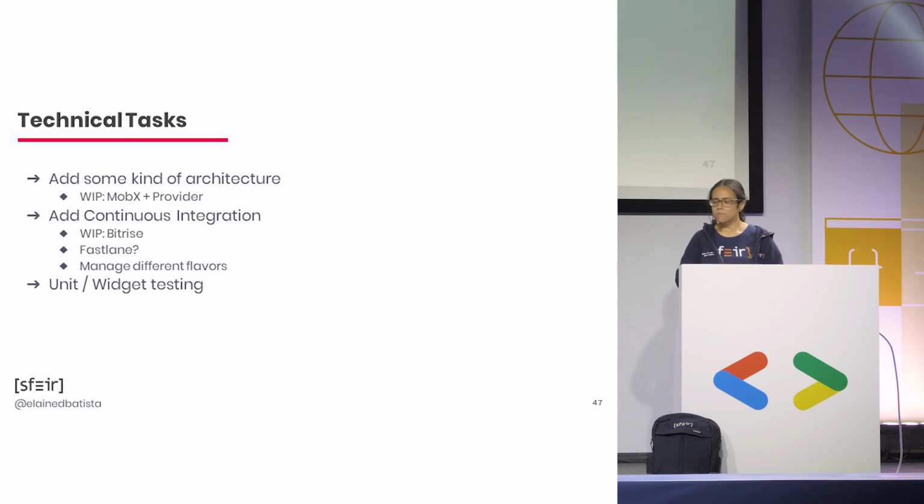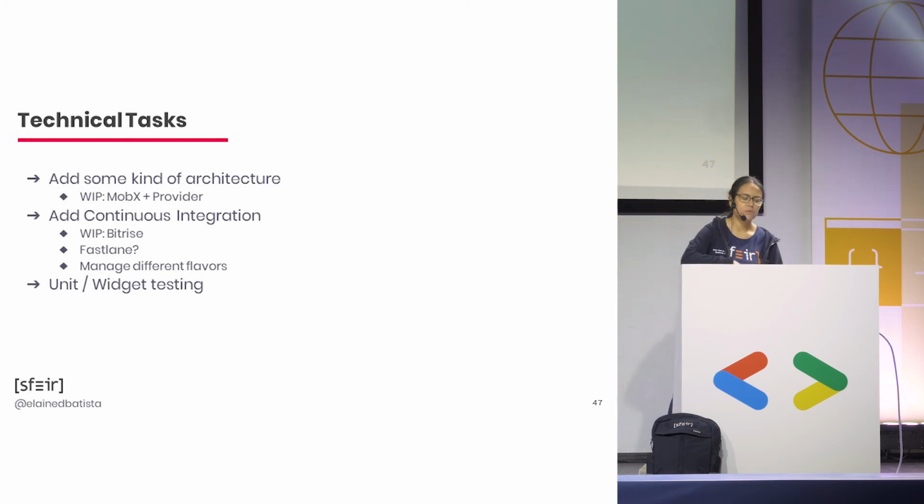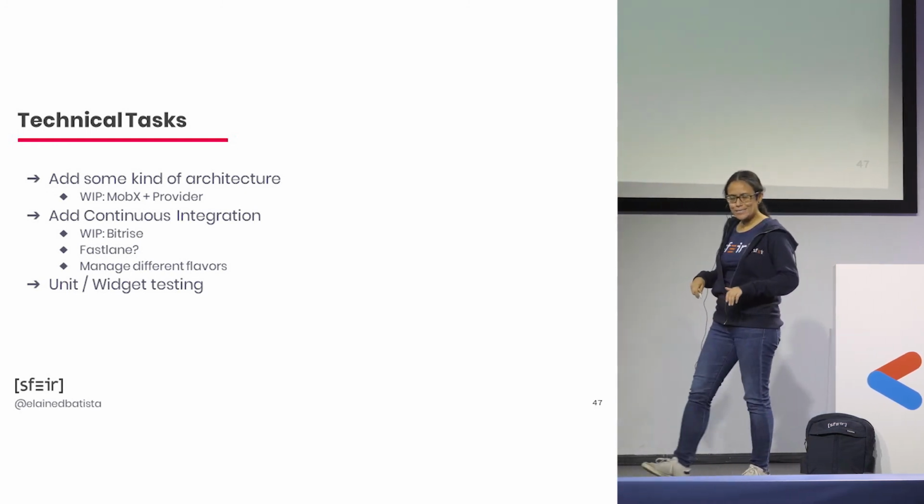Add some kind of pro work tools, continuous integration. I have already put on Bitrise. It's working well. For iOS, you can do Fastlane, which is a really nice tool that helps you automate a lot of the building tasks and manage the different flavors, dev and production at least. And do some kind of unit and widget testing.